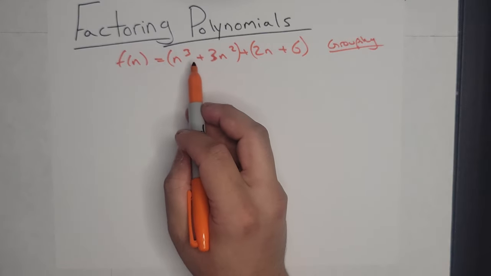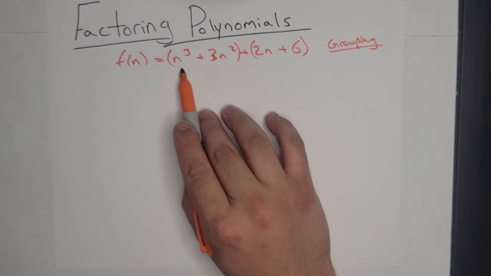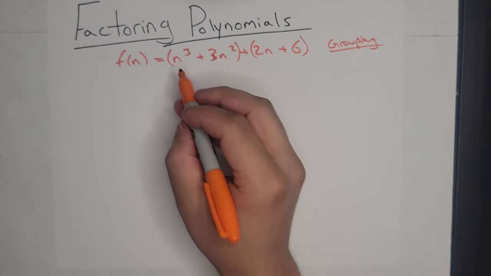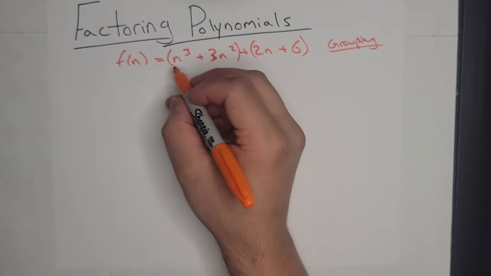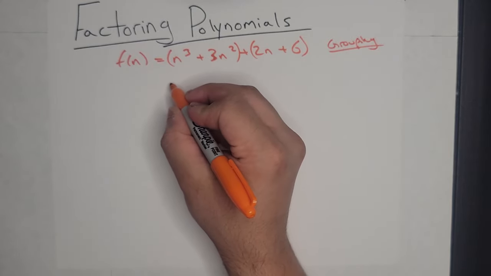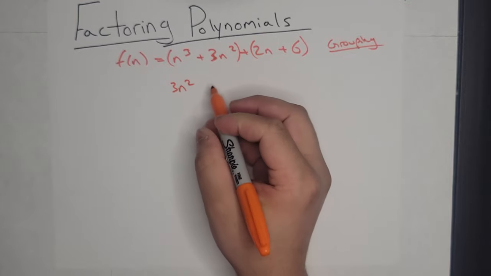So I can see that this multiplied by 3 is that, and that multiplied by 3 is that. So from the first bracket I can factor out, let's see, 3n squared.